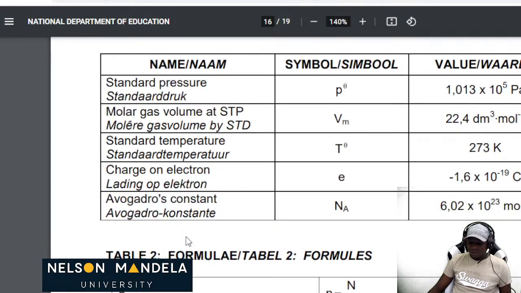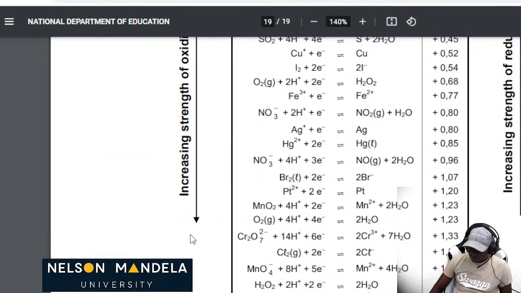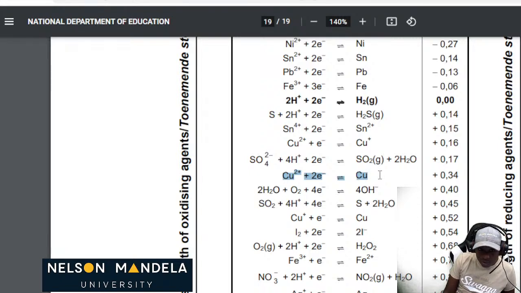So when we come here, we have our copper and our Ag, which is silver. This is our balanced equation, guys. But now let's look, where is copper? Copper, which has 2 positive, is going to be 2 electrons. So here is our copper, we can see it here. It's going to be Cu2+ plus 2 electrons, then it's giving us copper.